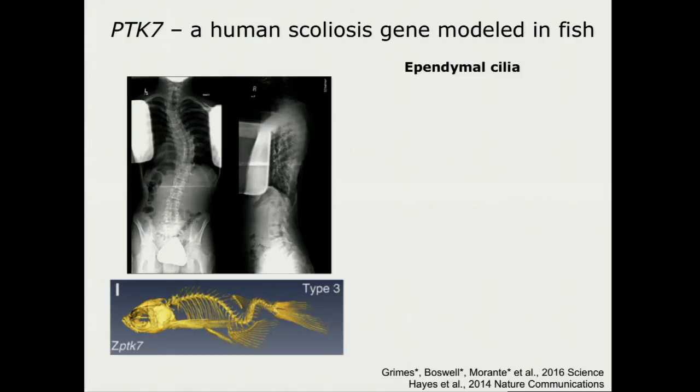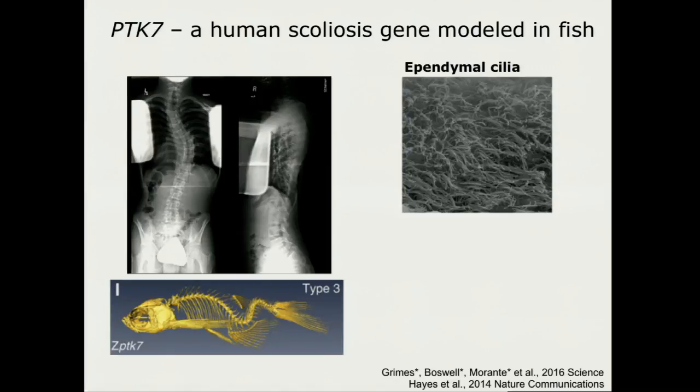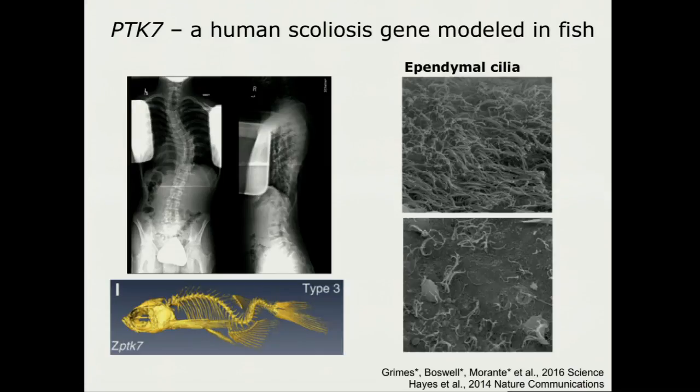We did scanning electron microscopy to look at ependymal cilia. This is what they normally look like. This is the cilia in the brain, covering the entire surface of the ependyma, pretty much, in this brush fashion. In PTK7 mutants, we saw a massive reduction in the number of cilia, and also the cilia that were present were mispolarized. And again, this coincided with complete loss of cerebrospinal fluid flow. So the question then was, is the cilia defect in this case really causing the spine to curve?